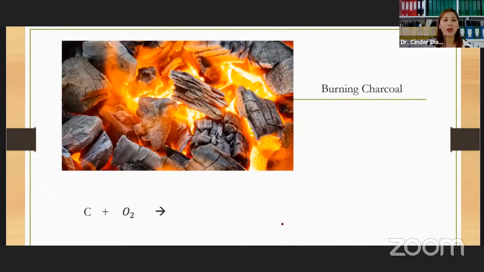Okay. Another example of direct combination reaction, which is very noticeable in our houses, is the burning of charcoal, correct? So what are the elements or the ions that were combined to produce a certain product? So what will be the product after burning charcoal? Based on our equation, we have here carbon plus oxygen. So this is our A, and this is our B. The product will be CO2.